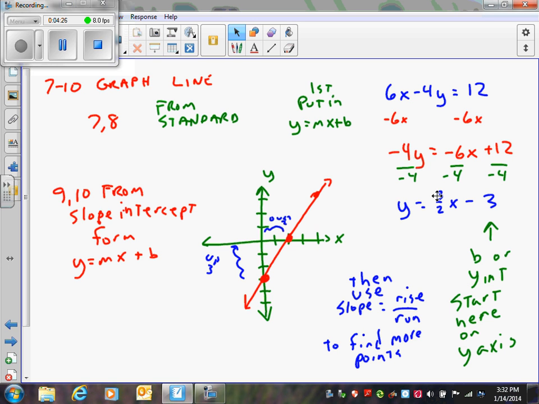Excuse me. Rise was 3. Run was 2. There's another dot. I can do it again. Rise 3 more. Run 2 more. There's another dot. Connect the lines.